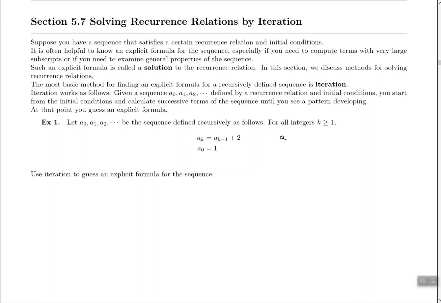So for example, in this problem, a0 is equal to 1. So when k is 0, I get basically 1. What about when k is 1? So using the formula, I get a1 is equal to a0, because 1 minus 1, plus 2, which is going to be 1 plus 2. So far that's going to be 3. Perfect. So we have 1, 3 so far. What about when k is 2? When k is 2, we get a2 equals a2 minus 1, which is a1, plus 2. And that's going to be 3 plus 2, which is going to be 5.